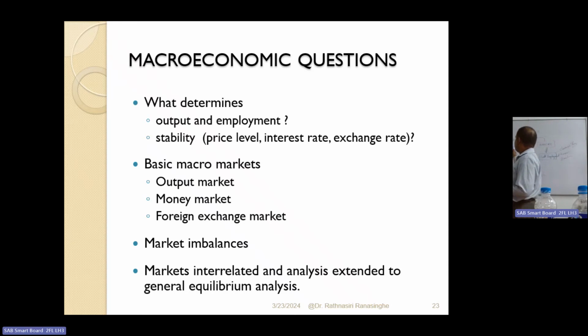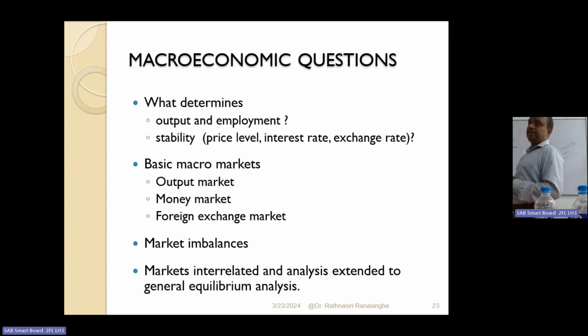We will come to it with the animation. So they determine the price and the income and so on. That is part of what determines output and employment stability. When there is an income level, there is also an associated employment level. Now these markets, the goods market, money market, and foreign exchange market, can have imbalance.